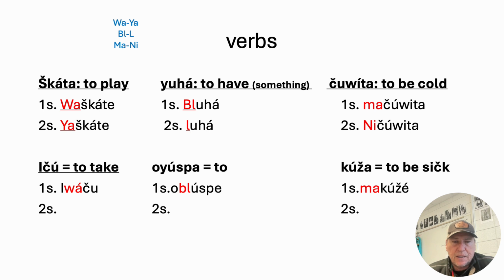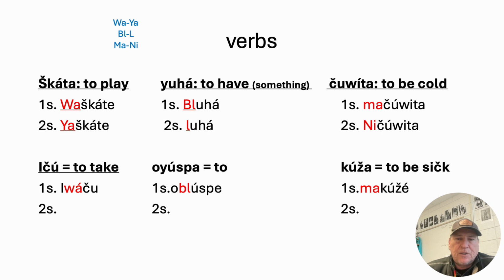Okay, so let's take a look at the first one, shkata, to play. So you want to know, and a lot of times in a dictionary, it'll give you maybe the first person form. And so it might just give you washkate, right? And that changes it to "I play." So if we follow that rule, when it's wa for "I," it's ya for "you." All we got to do is flip that out. So second person, singular, which means "you," is yashkata or yashkate.